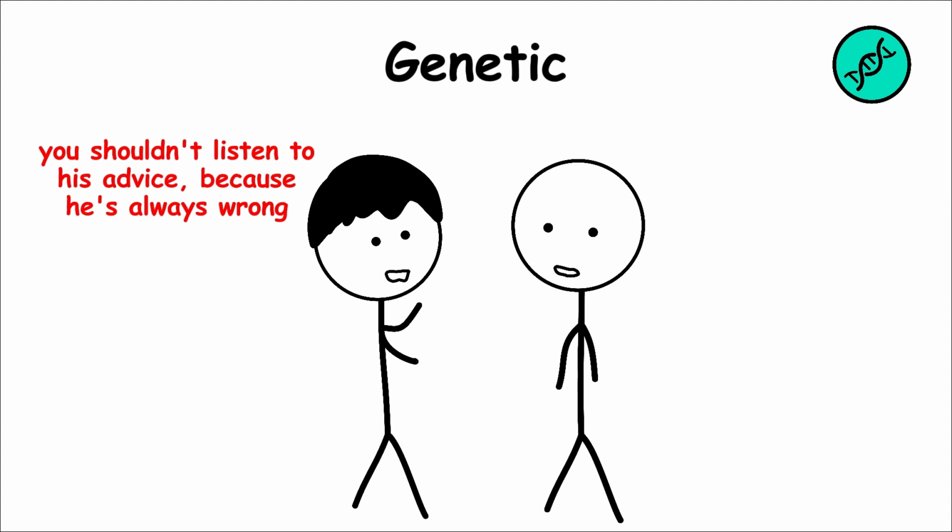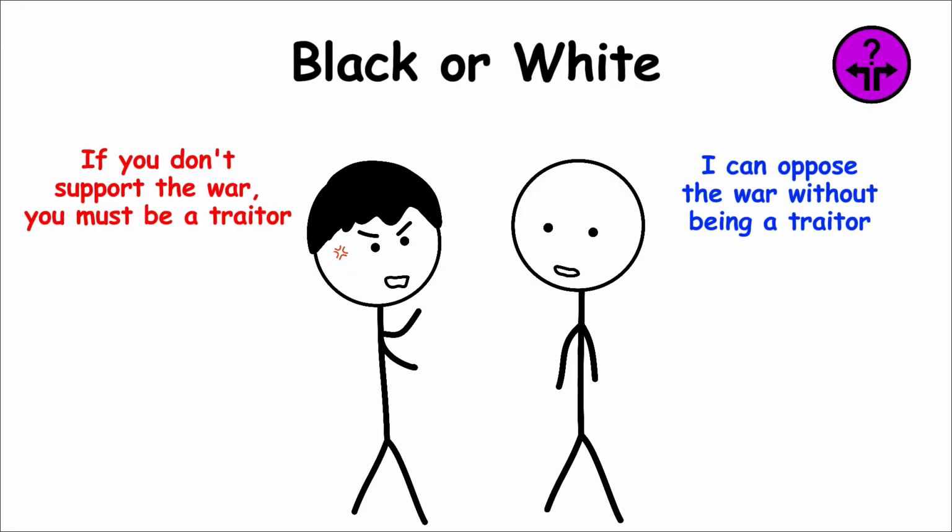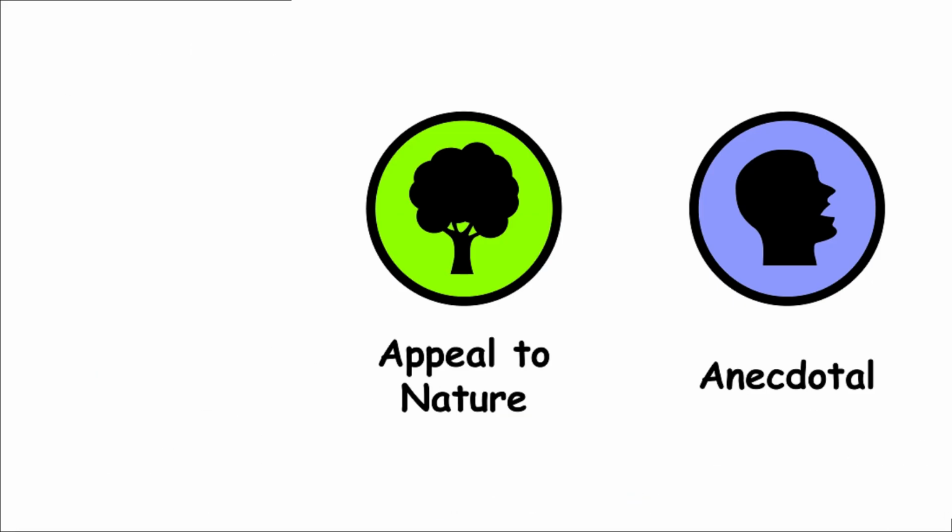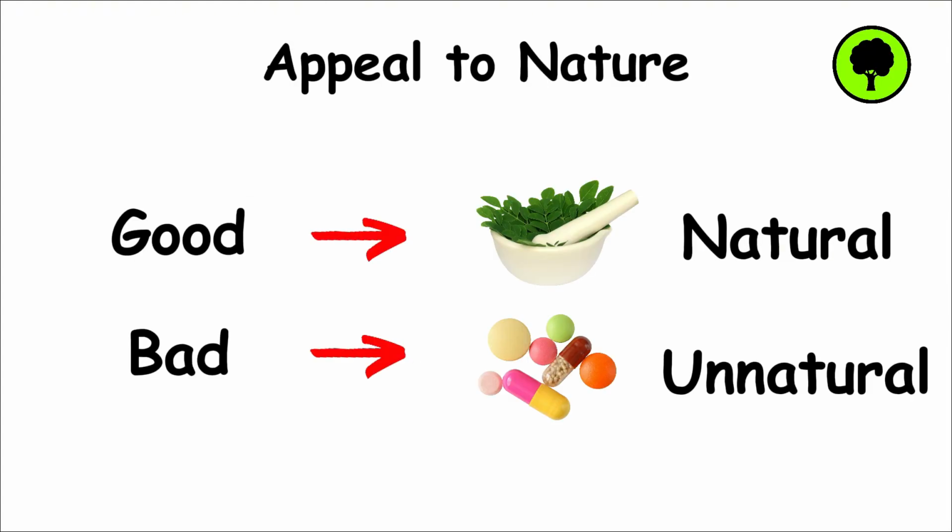Genetic. This occurs when you judge something based on where it came from, rather than its truth. Black or white. This fallacy happens when you are faced with only two choices without any middle ground, even though there are actually more possibilities. Appeal to nature. This fallacy occurs when someone argues that something is good or right simply because it is natural, or bad because it is unnatural. This is like saying herbal medicines are better than synthetic medicines.